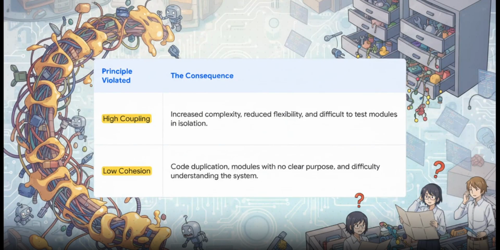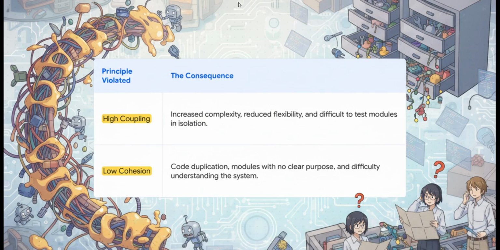And what happens when we just ignore these rules? Well, we end up right back where we started, with that brittle glue sculpture. High coupling creates a complex, inflexible mess that's nearly impossible to test properly. And low cohesion? That gives you junk drawers all over the place, leading to duplicated code and modules so confusing that nobody can figure out what they're even supposed to do.